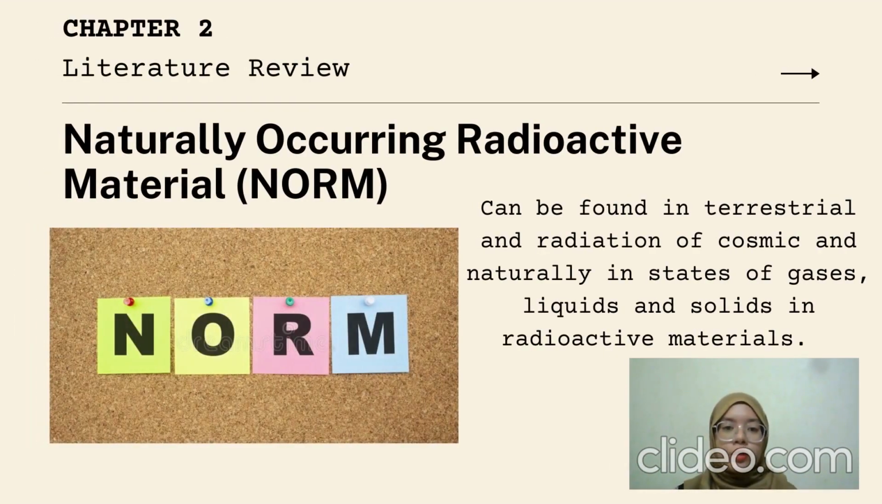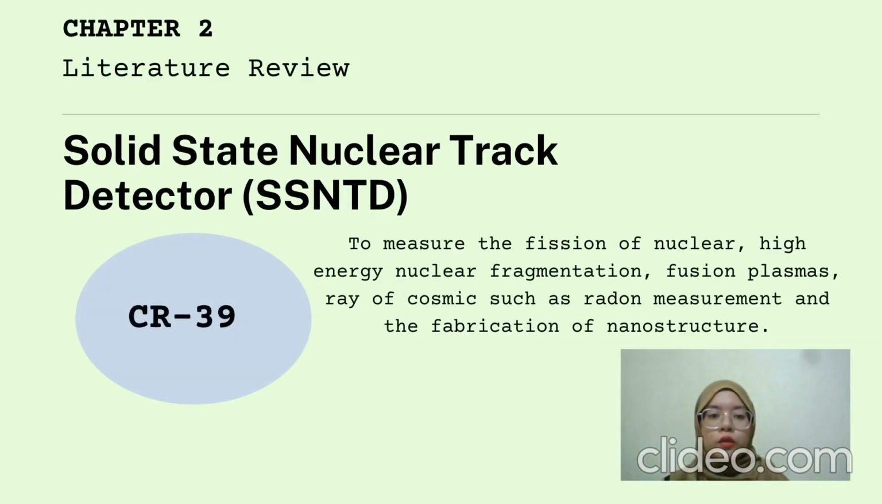Naturally occurring radioactive material, NORM. NORM can be found anywhere, such as from terrestrial sources and cosmic radiation, and naturally in states of gases, liquids and solids in radioactive materials. Solid state nuclear track detectors such as CR39 are useful to detect radon or radioactivity. CR39 is used to measure nuclear fission, high-energy nuclear fragmentation, fusion plasmas, cosmic rays such as radon measurement, and the fabrication of nanostructures.